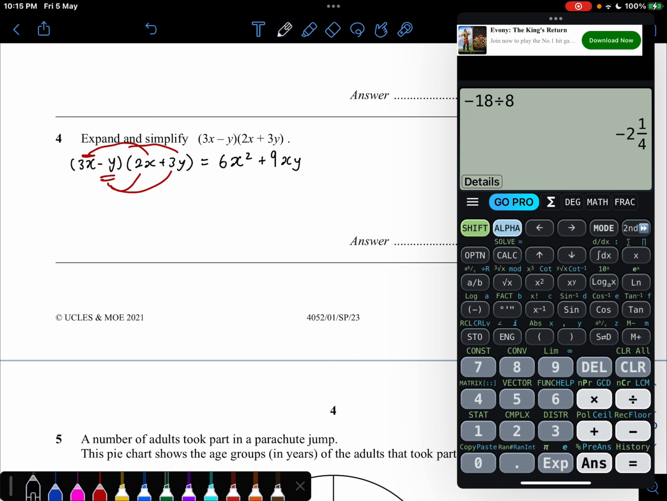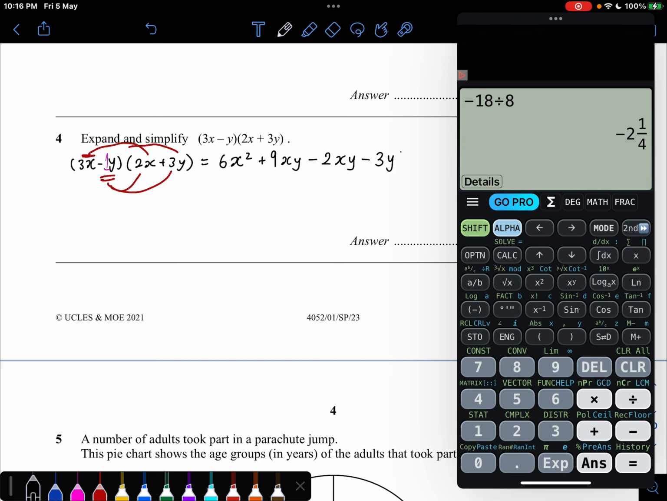Next one, negative y times 2x, that's a negative times positive, so it's a negative. There's an invisible coefficient 1 over here, so you can think of it as 1 times 2, which is 2. y times x, I'll just swap them around and write it as xy. Next one is negative 1y times positive 3y. Negative times positive gives you negative. 1 times 3 gives you 3. y times y gives you y squared.